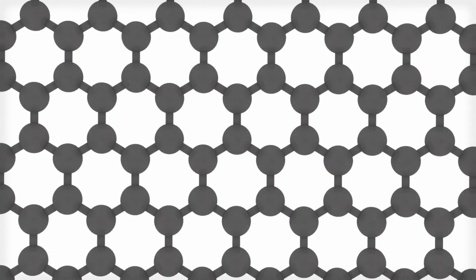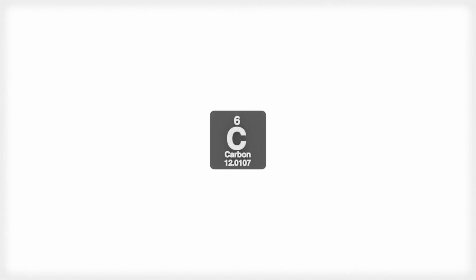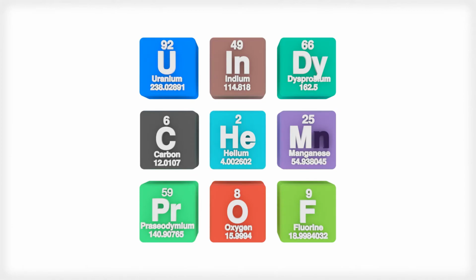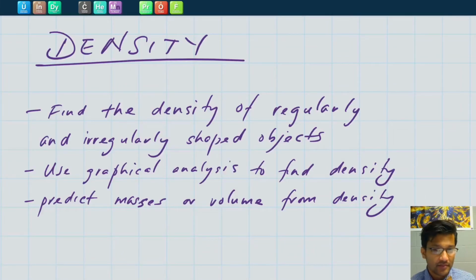Hello students, this is Professor Chalai, and in this video we're going to go over some information about density. Specifically, we're going to learn about how to find the density of regularly and irregularly shaped objects. We're going to use graphical analysis to find density from experimental data, and we're going to predict masses or volume from values of density. So let's get started.